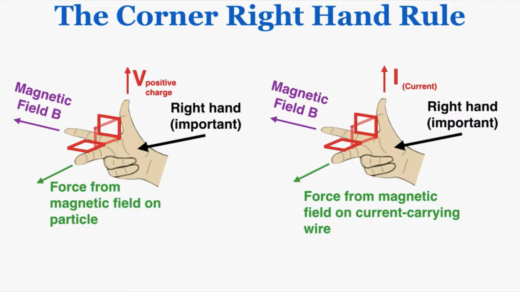You can see that if you hold your right hand in exactly this shape, where each finger is perpendicular to the other finger, the thumb, the middle, and the pointer finger are all perpendicular to each other like this. These can accurately give you the relationship in the directions between the velocity of a positive charge, a magnetic field, and a force from the magnetic field on the particle, or the direction of current and the force from the magnetic field on the current carrying wire. So this shape is going to be really important.